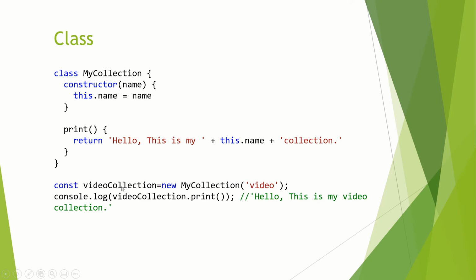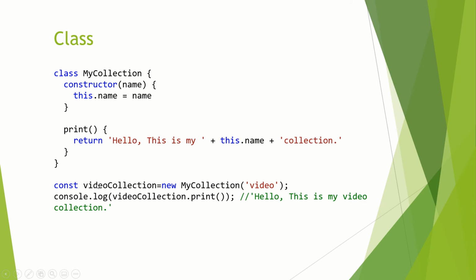This is the way to declare the object of this class. videoCollection is my one variable. Using new and the constructor, meaning the class name, we are declaring the object of this class. Inside that I am passing video. This is the string value that the constructor expects. So when I declare this object, it will assign this video value to this name variable. It means my collection name will be video.